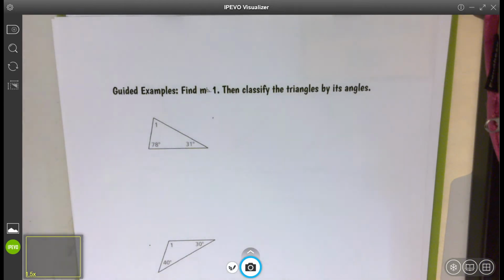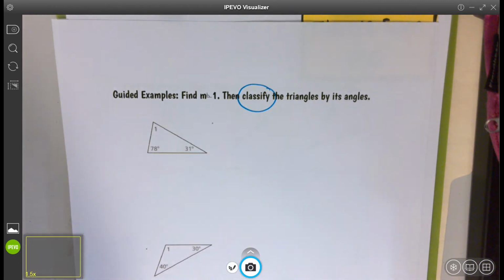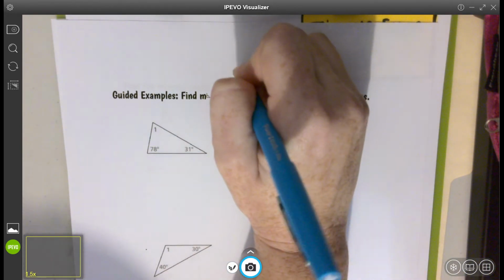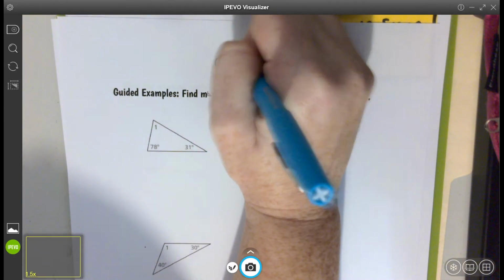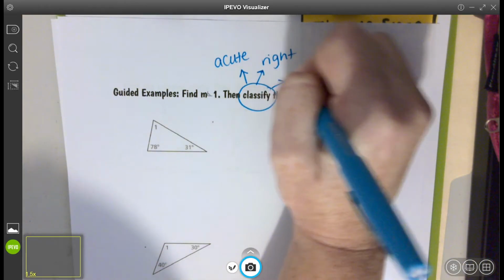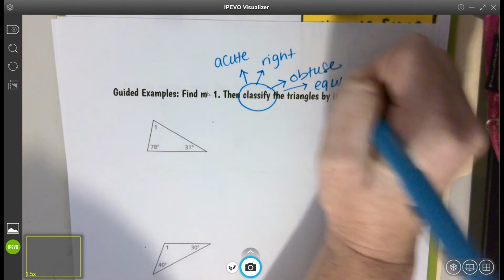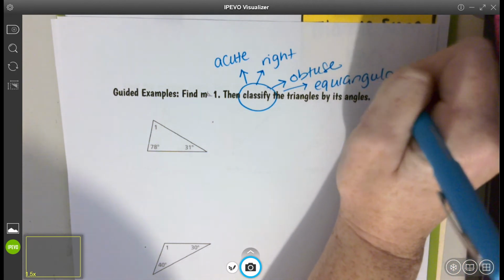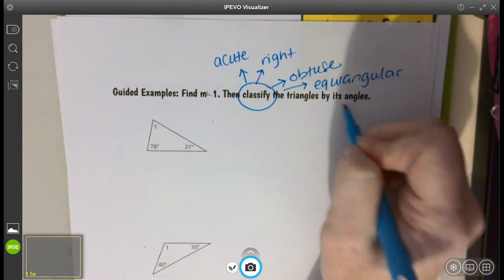All right, so using that information, we're going to find the measure of angle 1 in these two examples, and then we're going to classify it like we did in our previous video. We're classifying by angles. So brief recap, that means we're going to see if it's acute, right, obtuse, or equiangular. So again, you should know those words when they're asking you to classify by angle type.